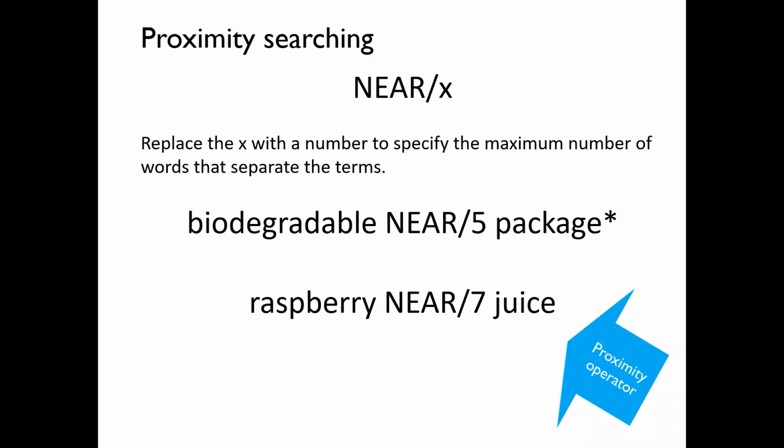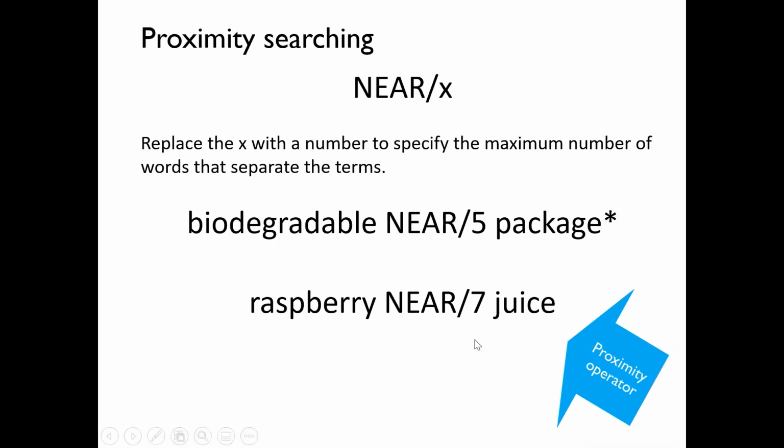We could search for biodegradable near 5 words package or packaging. I realize I truncated this wrong. I should have backed that up so it's after the G. I could also do raspberry near 7 juice. So that raspberry has to be within 7 words of juice.